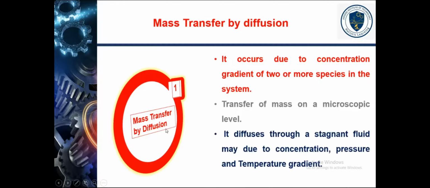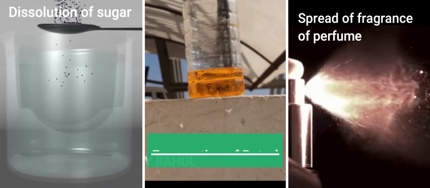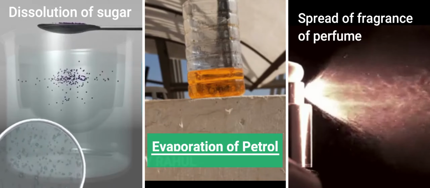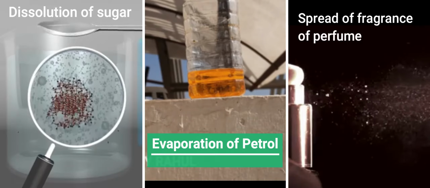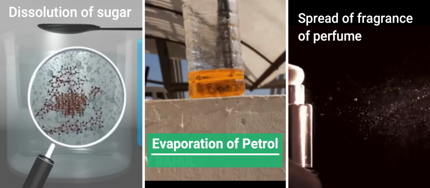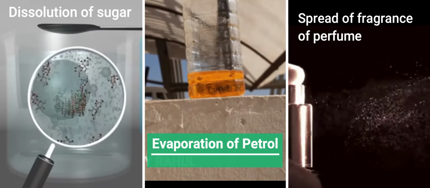During mass transfer by diffusion, the mass is diffused through the stagnant layer of the fluid due to the concentration, pressure and temperature gradient. Next we move on to the various examples of mass transfer by diffusion. The dissolution of sugar in water, evaporation of petrol, and spread of the fragrance of perfume are typical examples of diffusion mass transfer. Further, the humidification of air in air coolers and cooling towers, and the evaporation of moisture during drying of clothes and wood also come under this category.